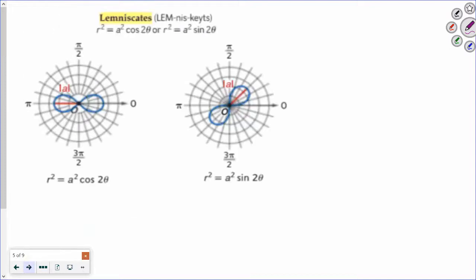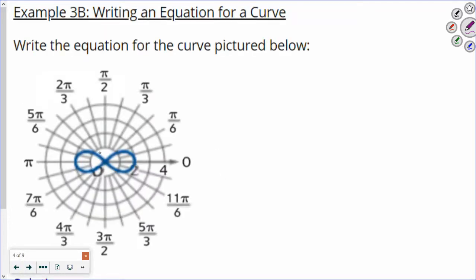Now let's look at what a is. Notice the absolute value of a is the distance from that middle point to the edge here. And that's the absolute value of a, which is nice because we have a squared. When we square it, it doesn't matter if this is positive or negative. So let's look at our graph here.